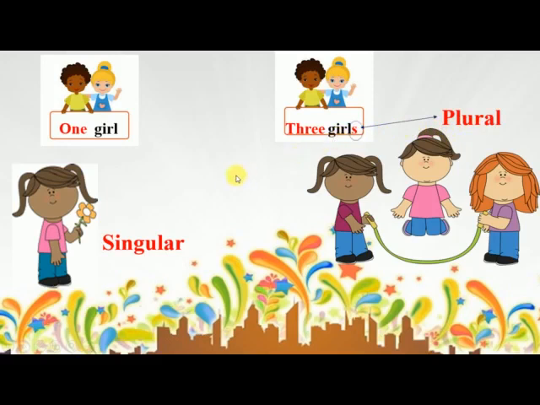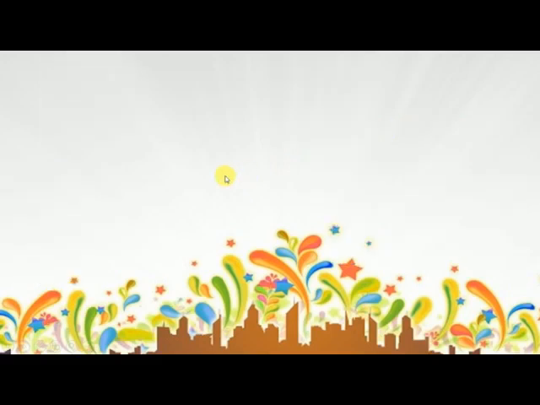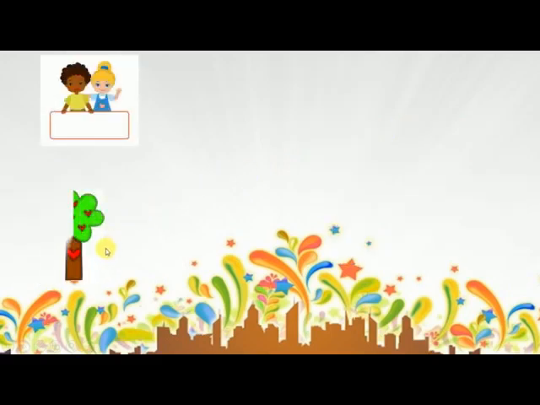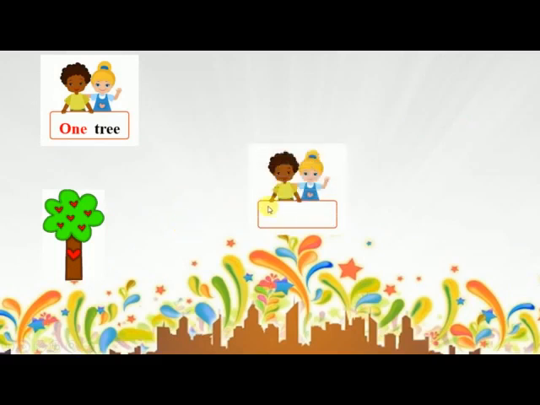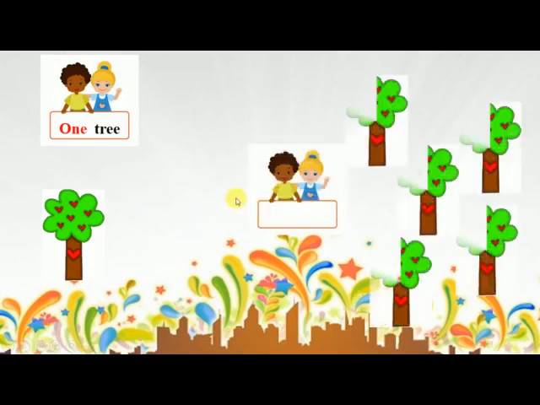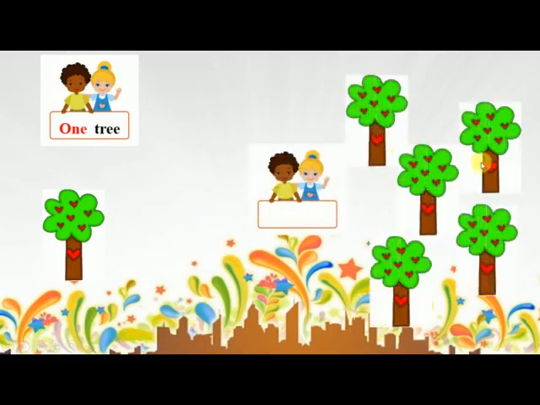A second example. How many trees do you have here? 1. Very good. 1 tree. Let's make the plural. Count with me. How many trees? 1, 2, 3, 4, and 5. So 5 trees. Here tree in singular and here trees in plural because we add S.